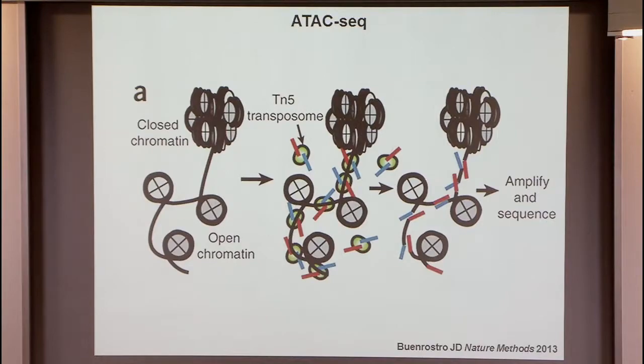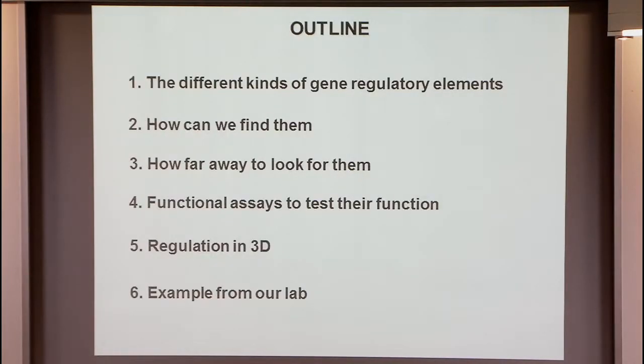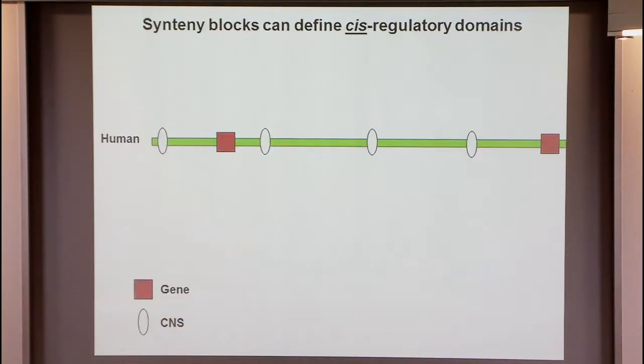So this has really taken off in a lot of labs, again, due to the ease and the ability to do it on a small number of cells. ATAC-seq has been great. So that's how we can find them. Now we'll move a bit more quickly into how far away to look for them. There are different ways to look for how far away. A lot of times, let's say we're interested in this gene right here.